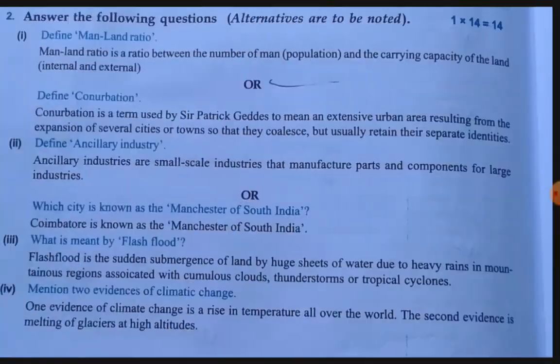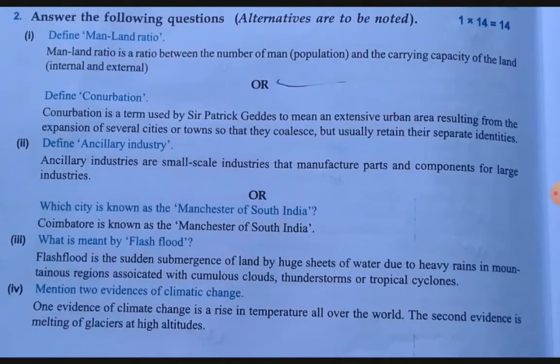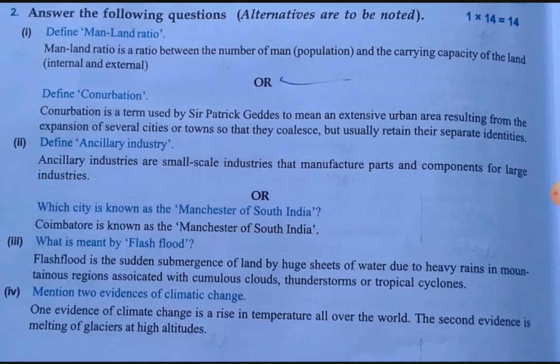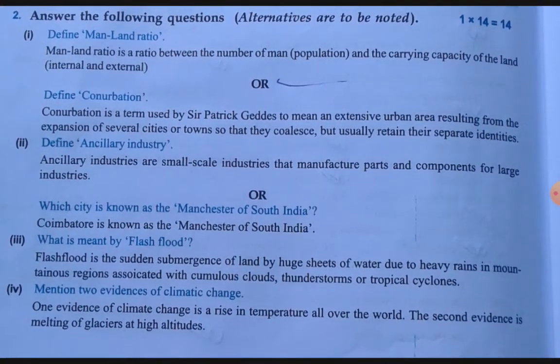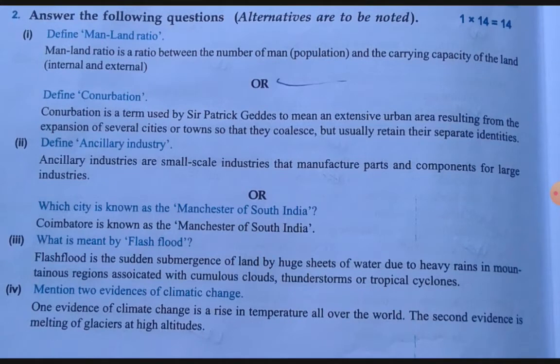Okay. Then comes the next number 2 question. Answer the following question. Alternative are to be noted. So 14 into 1, that is 14 marks. Here you have to answer in 1 sentence or 1 word or 2 sentences. Okay, in this also if you do everything correctly you get 14 out of 14. Define man-land ratio.